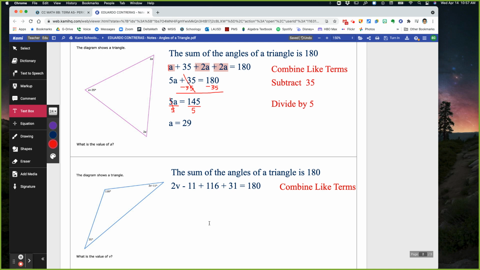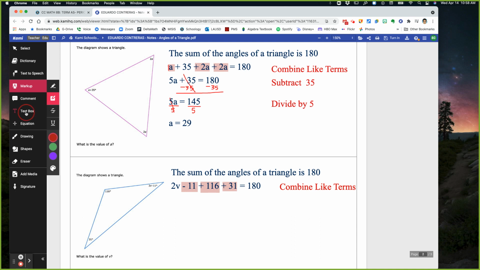Let's do the math. We're going to add negative 11, 116, and 131, or 31 rather. So I'm going to highlight those. I'm going to combine this and this. Okay, so if you want, you can add 31 and 116 and then subtract 11 if you want. All right. So let's see, that would be 147 minus 11.